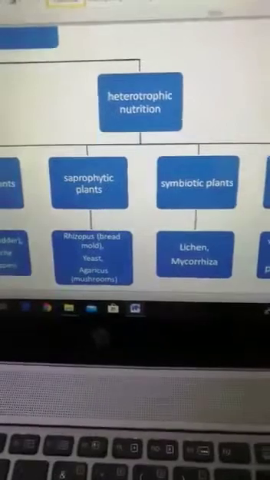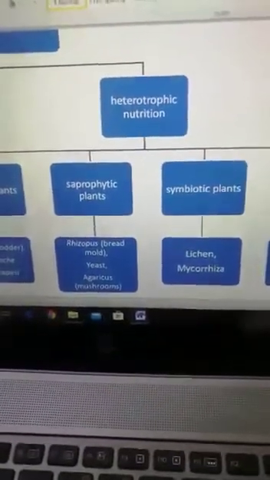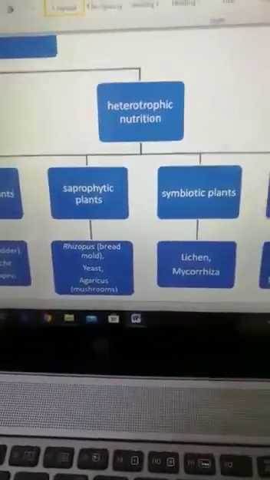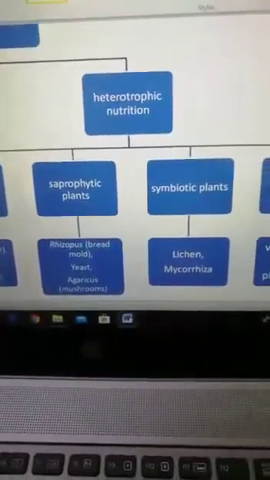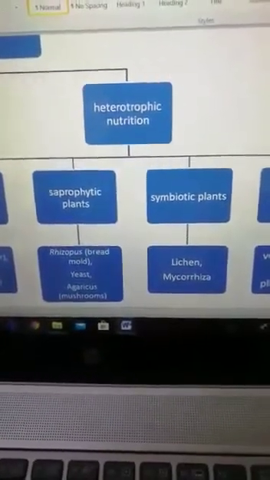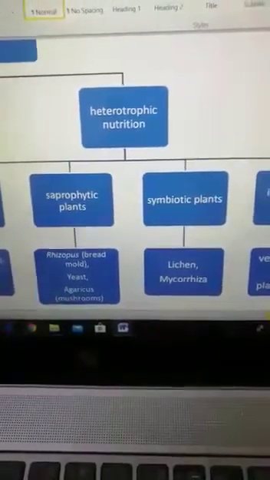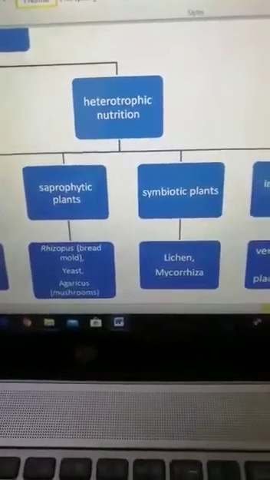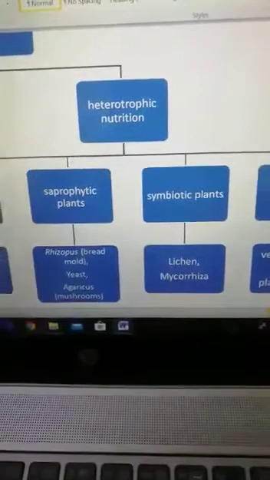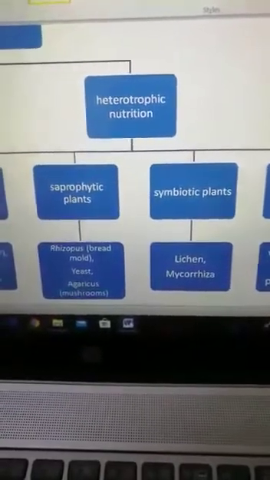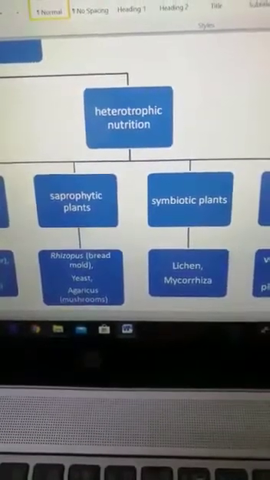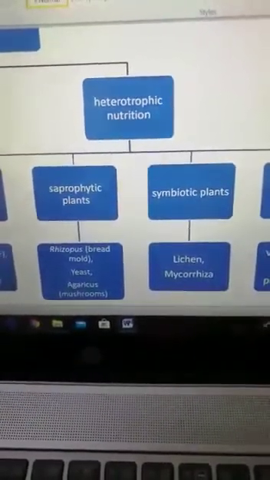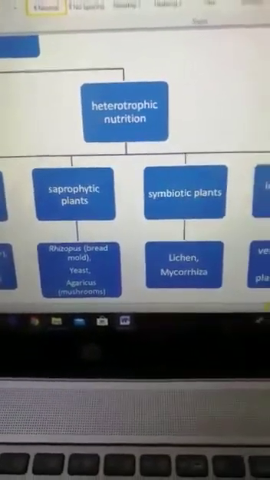The second type is saprophytic plants. Saprophytic plants are those plants that get their nutrition from dead and decaying organic matter. They are usually white in color, although they can have bright, colorful flowers. Common examples of saprophytic plants are Rhizopus, bread mold, yeast, a very well known type of fungi, and Agaricus mushrooms that we eat.